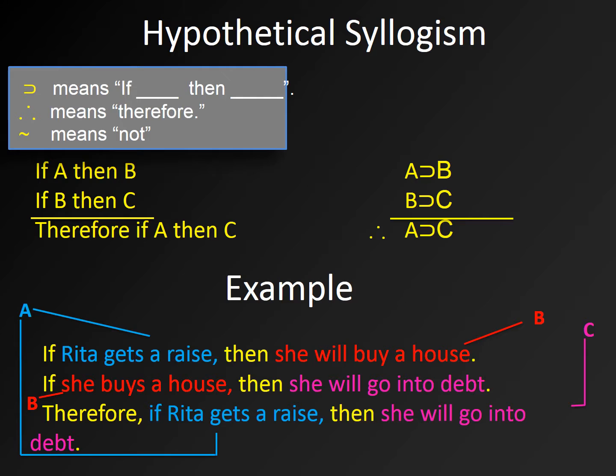If A is true, then B is true. If B is true, then C is true. Therefore, if A is true, then C is true.